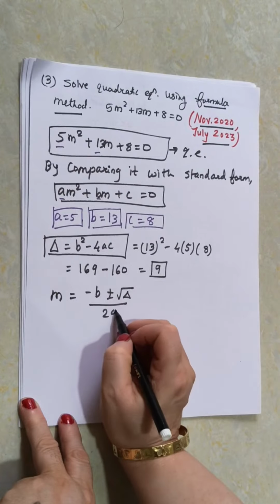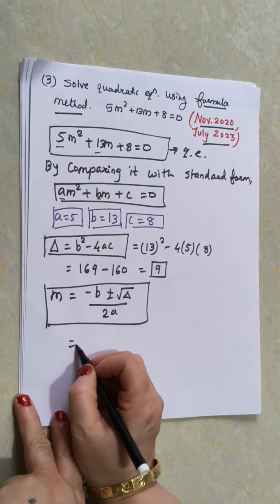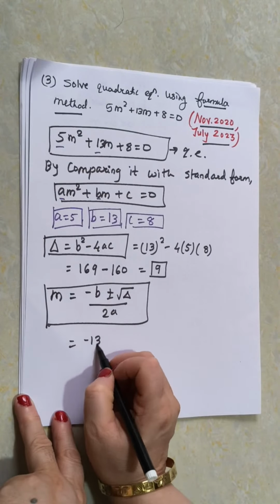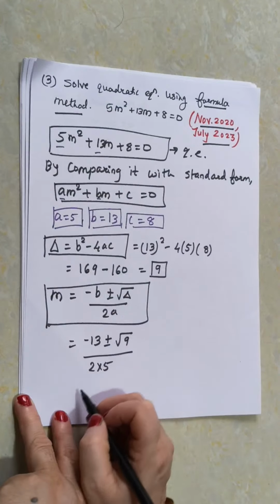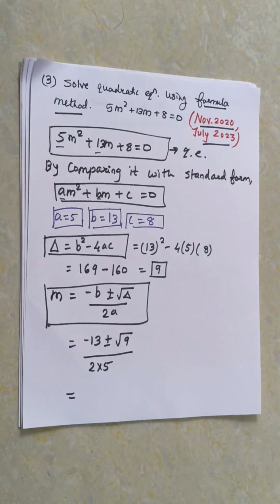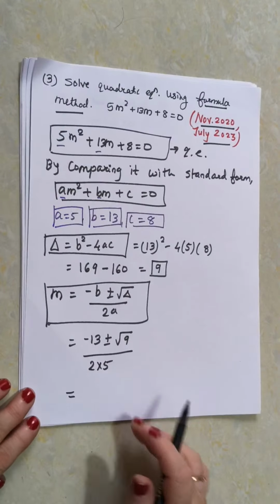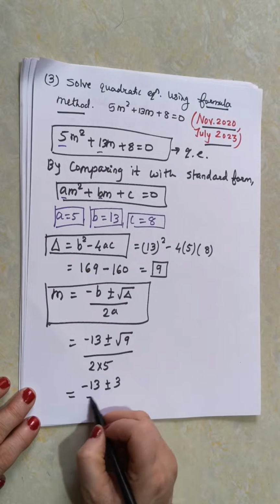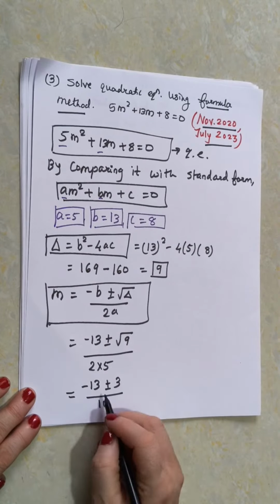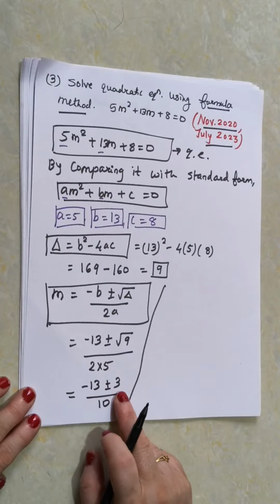So let us use the formula for m, that is minus b plus or minus under root delta upon 2a. So this is the formula which we are going to use and put the value. So minus b means minus 13 plus or minus under root 9 upon 2 into 5. So what is the answer of under root 9? Under root 9 answer is 3. So minus 13 plus or minus 3, and 5 twos are 10.